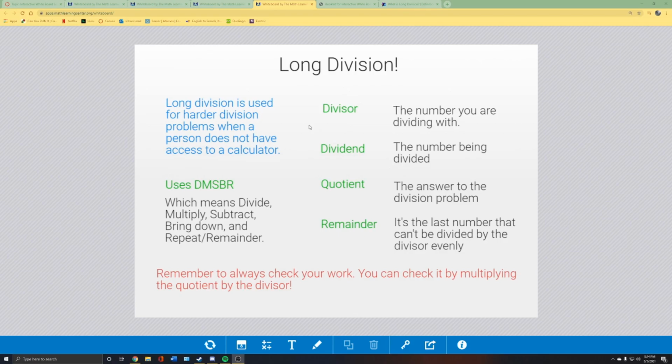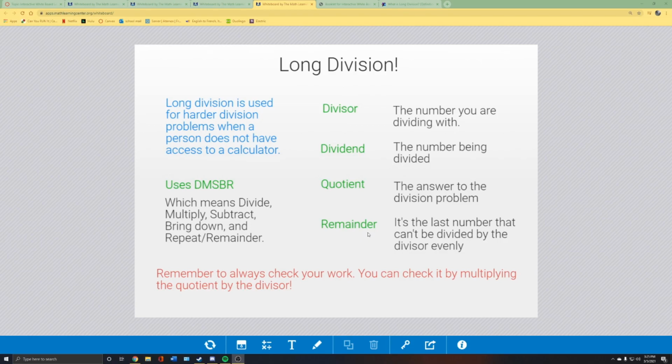Think about 25 divided by 5. The 5 is the divisor in that problem. The dividend is the number being divided, so 25 in that case. So dividend divided by divisor equals the quotient. The quotient is the answer to the division problem. This is the same idea as a product in multiplication, or a sum in addition. Lastly, we have remainder. It's the last number that can't be divided evenly.